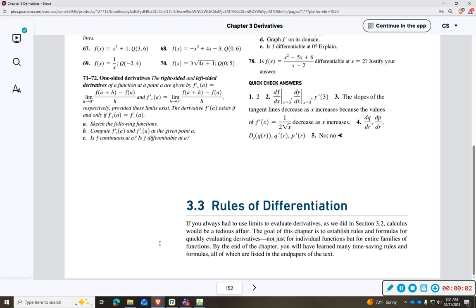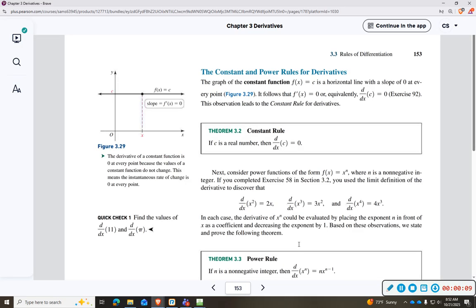Alright, today we're going to be looking at section 3.3, rules of differentiation, and these will be just some shortcuts to find the derivative instead of doing the difference quotient and taking the limit as we go to 0. So the first one is a constant rule that we are given. You're going to see this notation d/dx, that means find the derivative, and if we're taking the derivative of a constant, it's just going to be equal to 0.